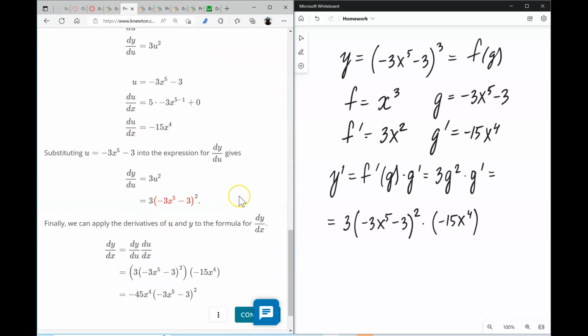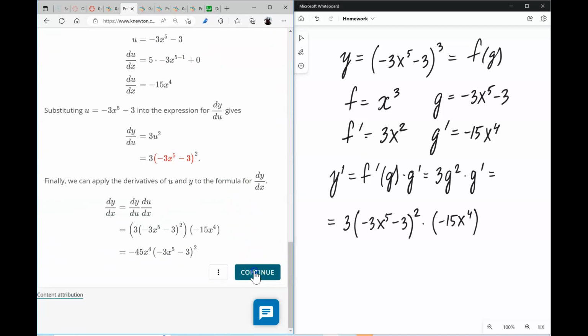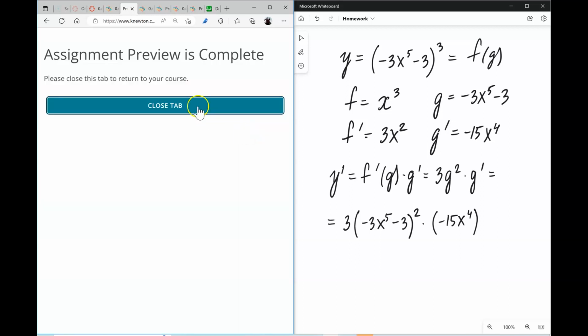And this is the last problem on the chain rule, and it's also the last problem in this homework. This was a pretty extensive review of the derivatives. If you have any questions, please feel free to reach out.